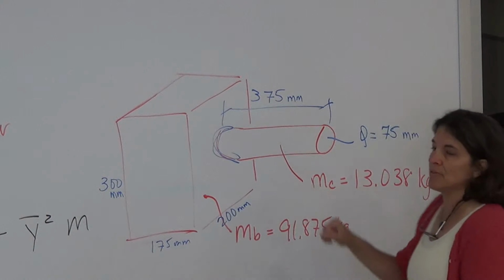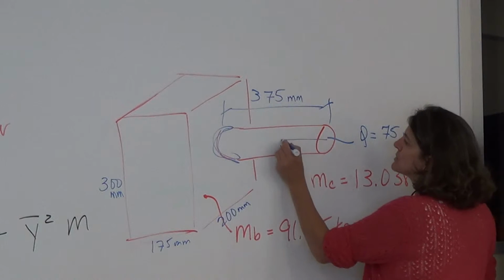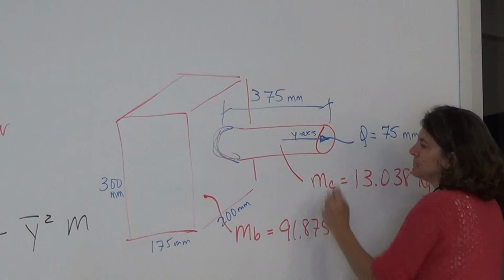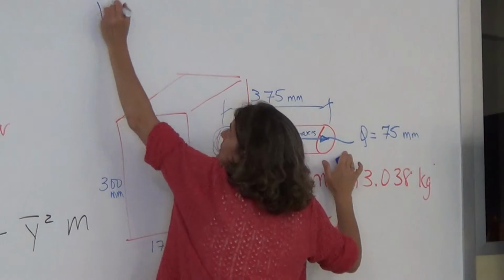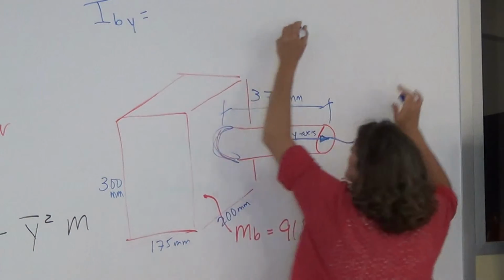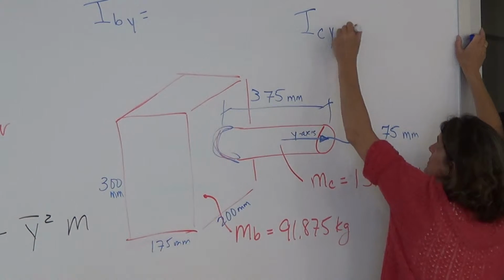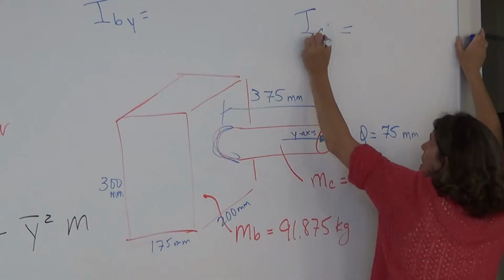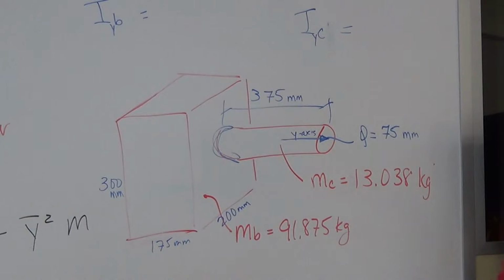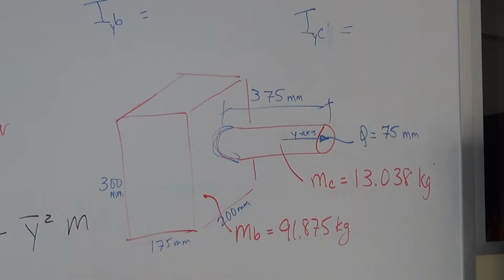Okay, so how many bodies do we have here? 2. Where's my y-axis? The y-axis is running through right here, right? So, the moment of inertia of the block around the y-axis, and the moment of inertia about the cylinder through the y-axis. Let's do IYC, IYB. So go on those tables, and for a block, let's look at what the equations are.